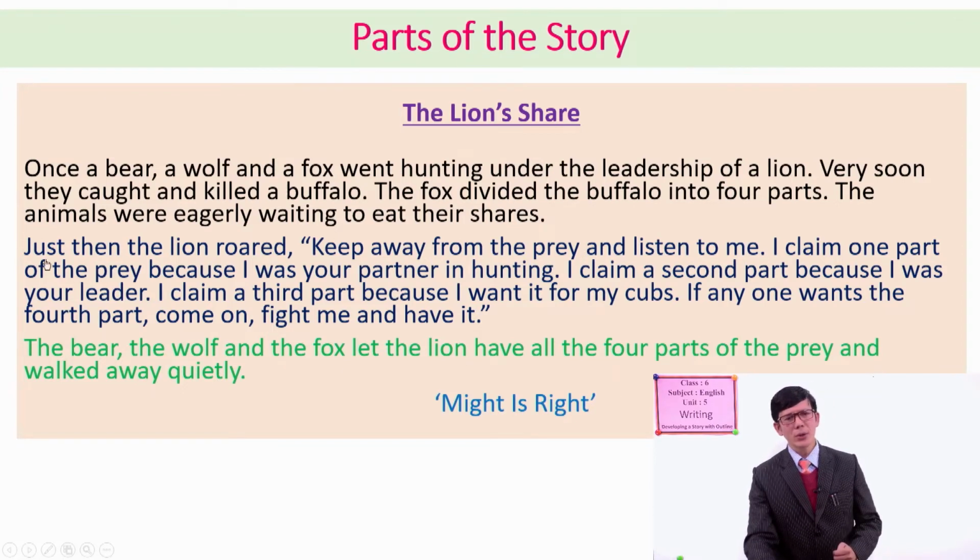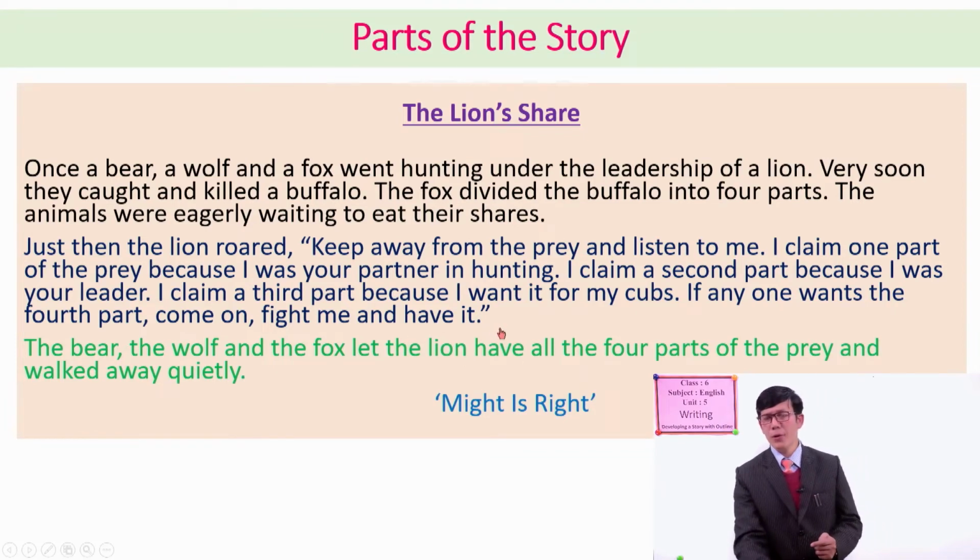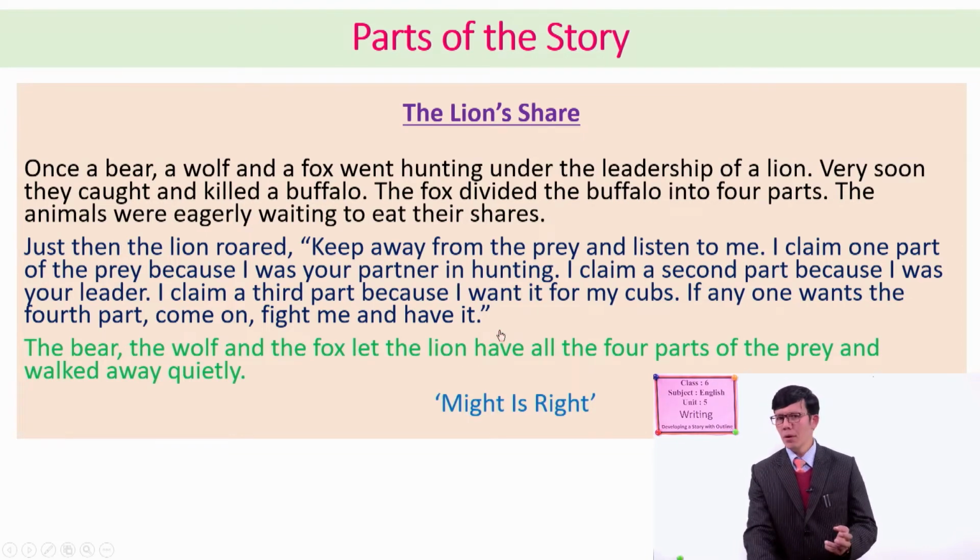Now let's look at the second part. Just then the lion roared, "Keep away from the prey and listen to me. I claim one part of the prey because I was your partner in hunting. I claim the second part because I was your leader. I claim the third part because I want it for my cubs. If anyone wants the fourth part, come on, fight me and have it." Look at this interesting part. This is called the middle of the story.